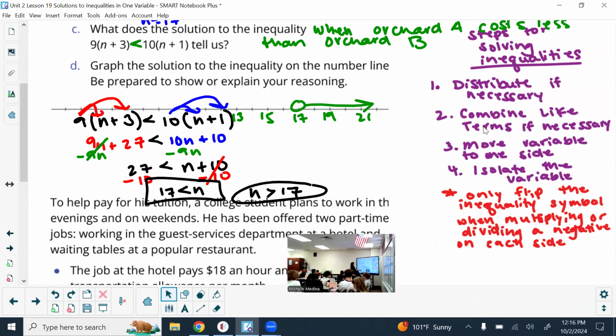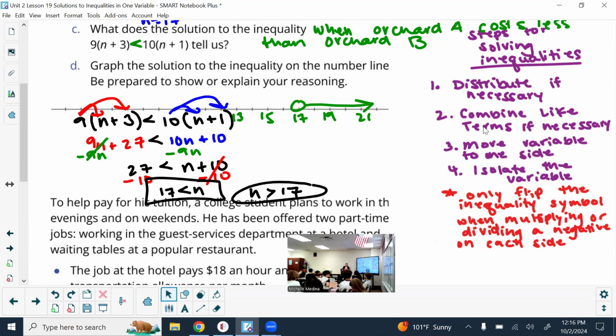If it's not, then don't flip the sign. Copy it just like you would an equal sign. All right, but if you are multiplying or dividing a negative on both sides, then that's what you flip. Otherwise, everything else is exactly the same, which you guys could use to practice.